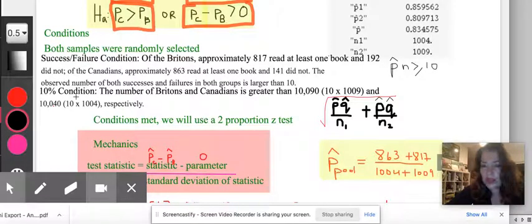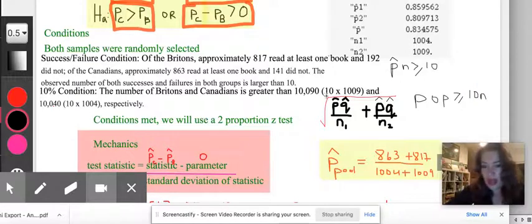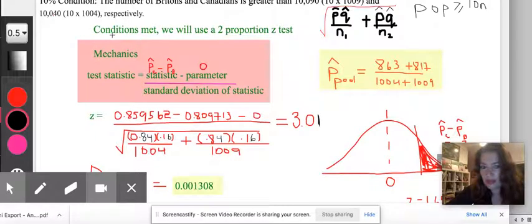And then the 10% condition is when we say that the population is greater than or equal to 10 times n. We're going to do it for both samples, in other words, for the Canadian group and then for the Britain group. And looking at both, we see that there are more than 10,090 Britons, and more than 10,040 Canadians. So now, conditions met.